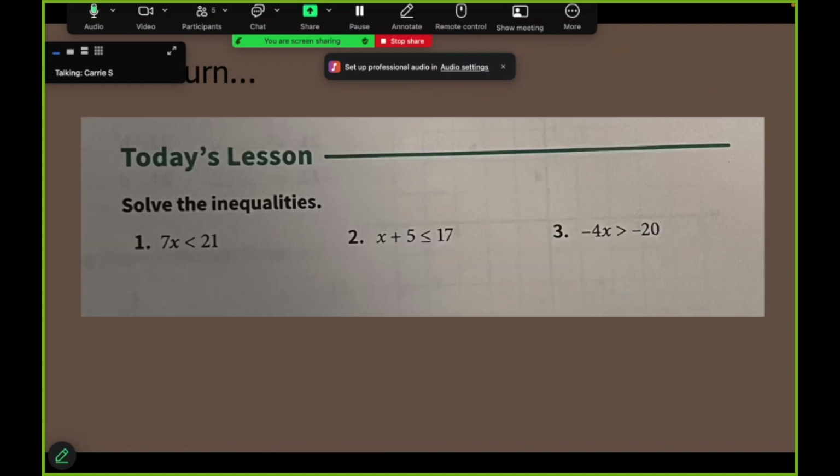I want you to try numbers 1, 2, and 3. And let me know when you're finished. I want you to have some practice before you do this on your own. Done. And 4 people are done.